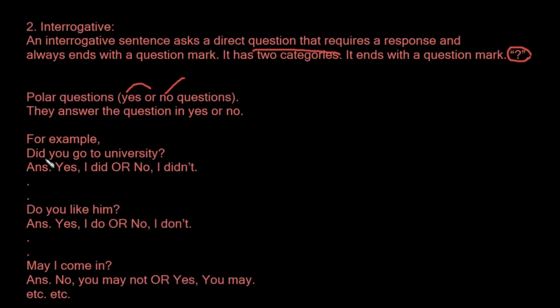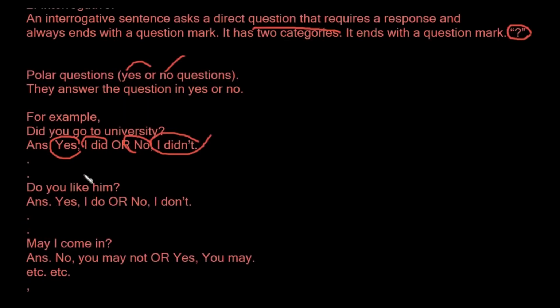Very simple. For example, did you go to university? Answer: yes I did, or no I didn't. So it depends on you. If you are going to university, you would say yes I did. Okay, and if you don't, you would say no I didn't. It depends on your answer, whether it will be a positive or negative. If you're using the positive sentence like yes, then you will use the positive helping verb, and if you're using the negative answer, you will have to use the negative helping verb.